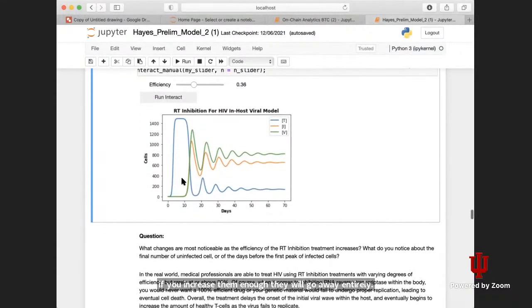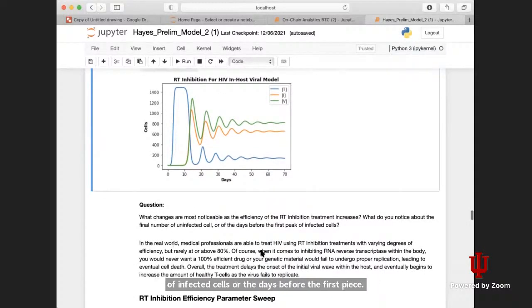So then there's another question that we pose, which is basically what changes are the most noticeable as the efficiency of this RT inhibition treatment increases? And what do you notice about the final number of infected cells or the days before the first peak? In the real world, doctors are able to treat HIV using these treatments with varying degrees of efficiency. As I mentioned, they're rarely above 70 or 80%. And when it comes to inhibiting reverse transcriptase in the body, you really don't want 100% efficiency in a drug, or a lot of genetic material that you need to survive would fail to undergo proper replication, and that would lead to eventual cell death of healthy cells, not just infected cells.